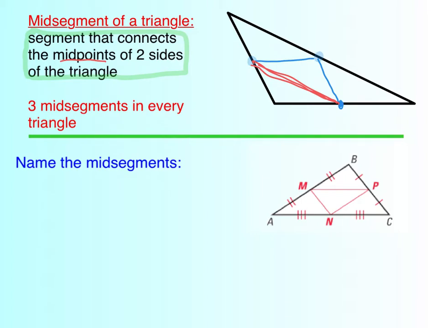So if you look down here below at my picture with triangle ABC, notice I have M is a midpoint. It's a midpoint because I have congruent marks there and there. I have that P is a midpoint because I have congruent marks. And we have that N is the midpoint because, again, there are congruent marks. So my segments would be segment MP, segment MN, and segment PN. Those would be your three midsegments in that triangle.